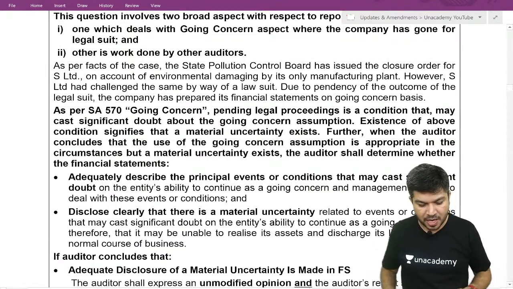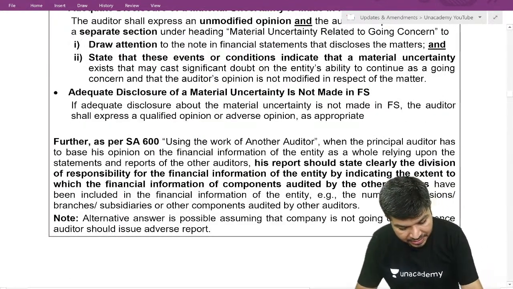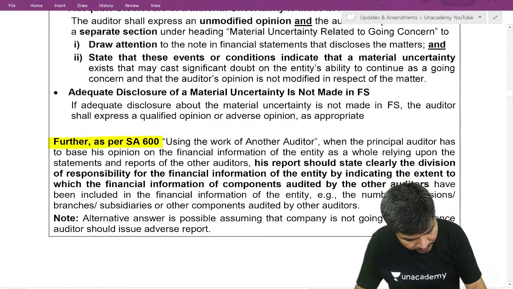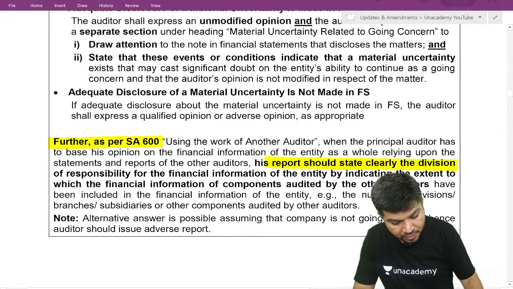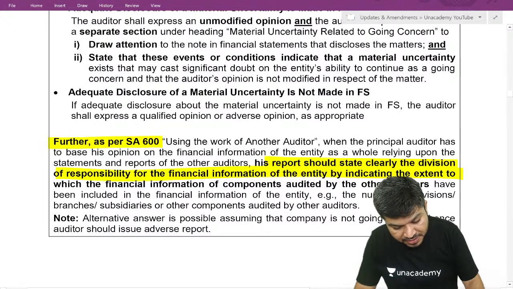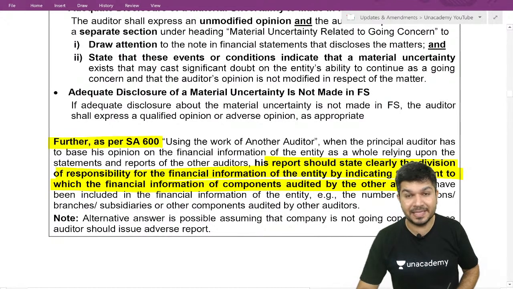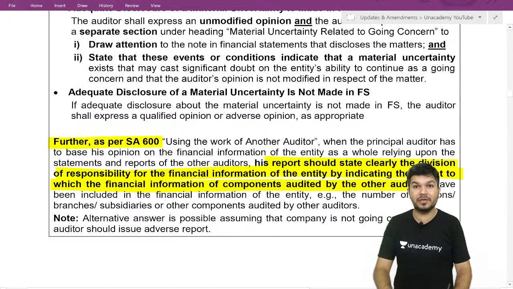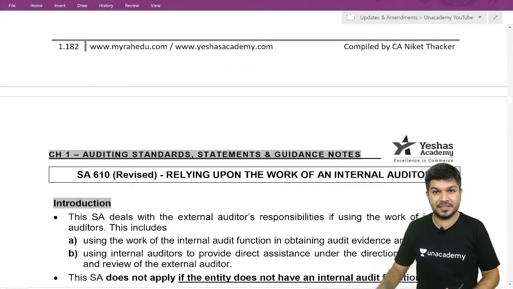Okay, so I just go down directly to the SA 600 part because 570 we are not doing currently. So as per SA 600, you should clearly state the division of responsibility. This many branches were audited by another auditor. We have relied on the report given by them. Okay, this is SA 600.